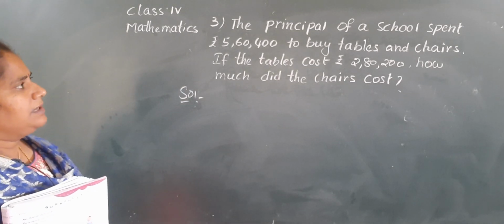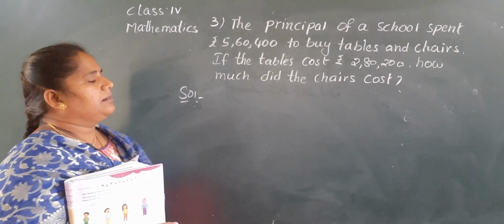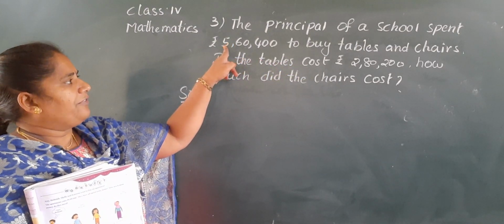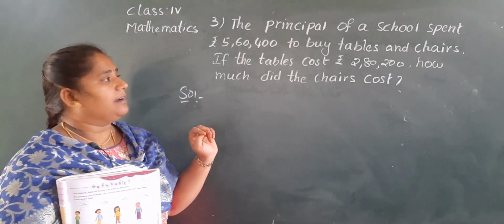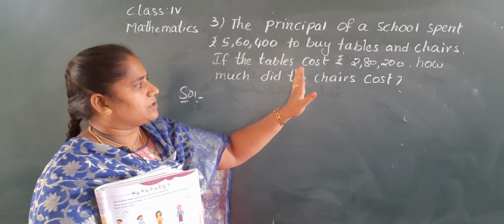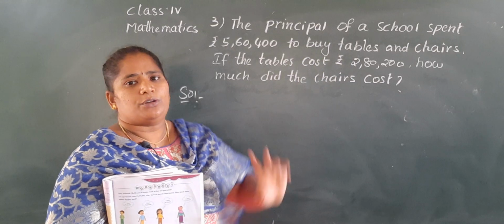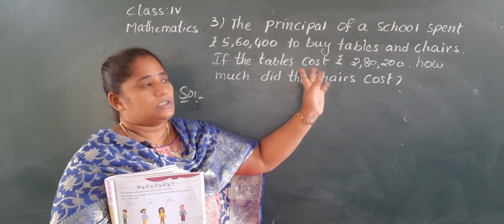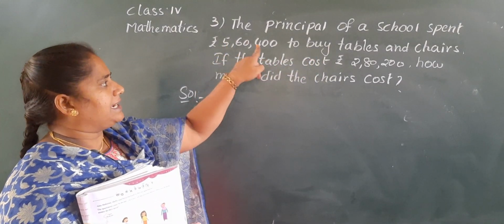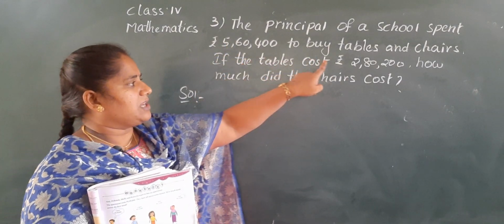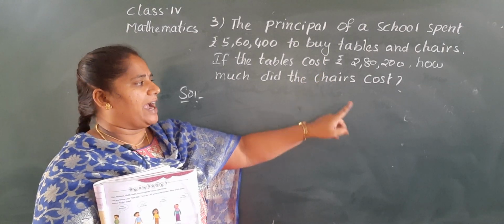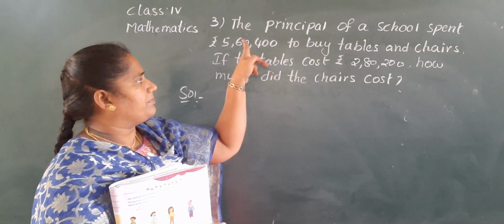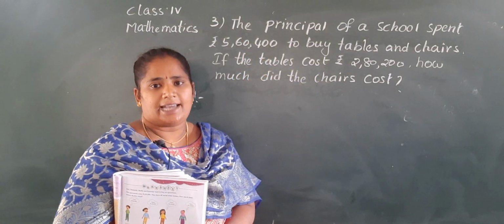So what is given? The principal of a school. So a school principal spent for the tables and chairs 5,60,400, Nana. But if the tables cost only 2,80,200, how much did the chairs cost? So they are given the total cost of tables and chairs here, and they are given the cost of tables. So now we have to find the chairs cost. So if you subtract this number from this, then we will get the chairs cost.